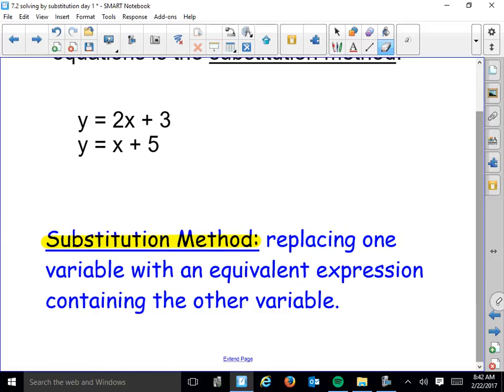So the basic idea of the substitution method is that we are going to replace one variable with an equivalent expression containing the other variable. Keep in mind, at any time during the video, if you need to pause it to make sure that you get everything written down, you can.